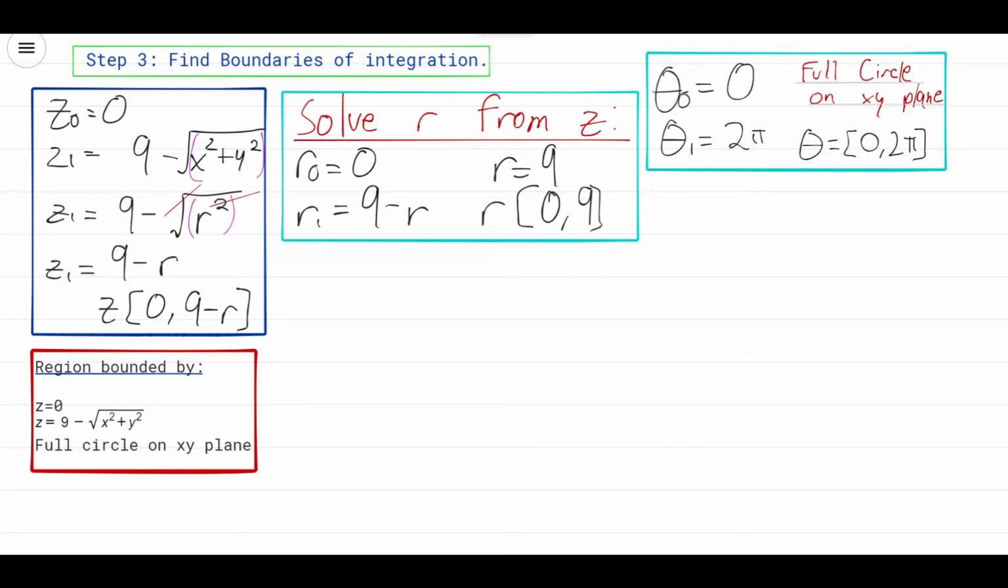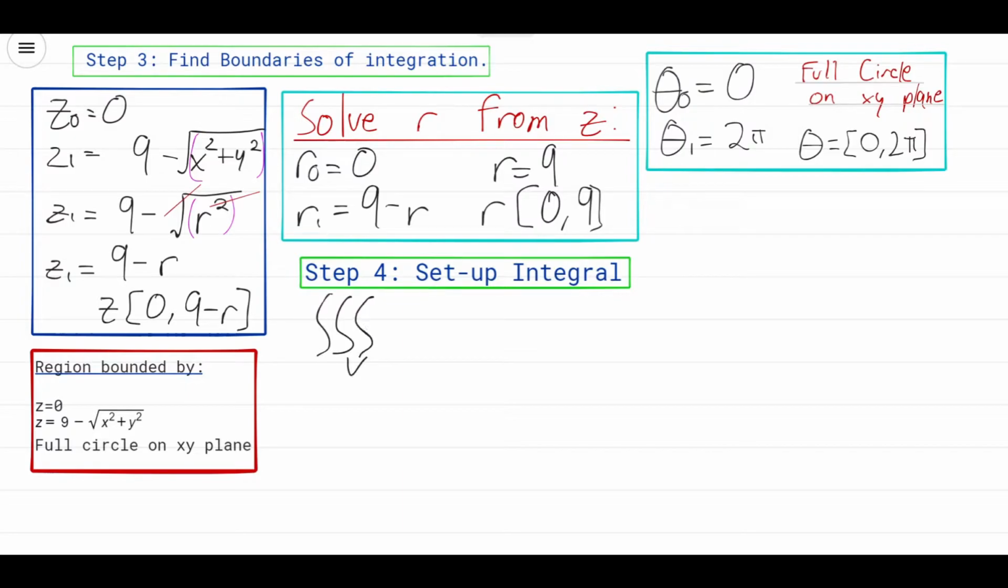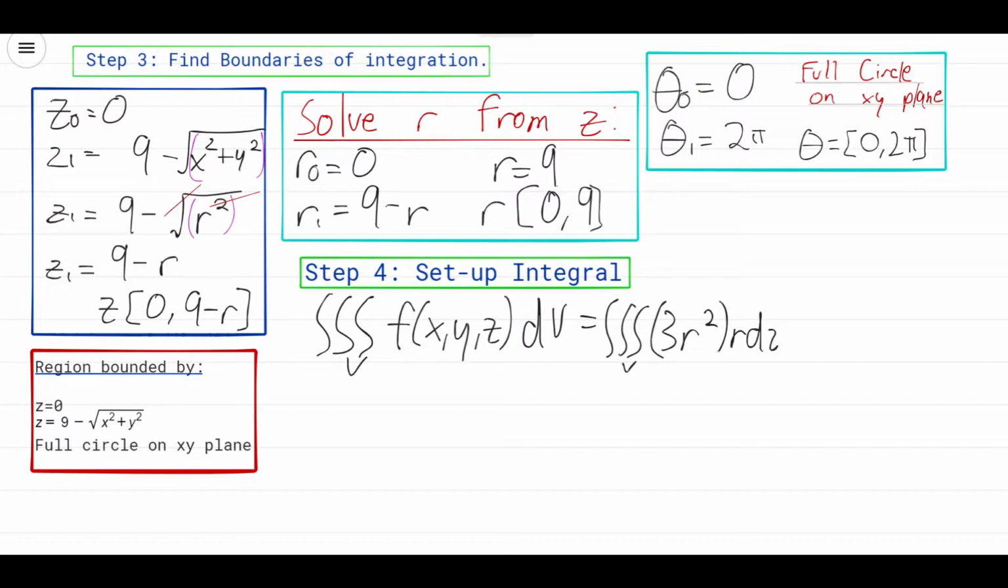So now that we have this information, now we can set up our cylindrical coordinate integral. So we know the formula is the integral, the volume of this, of f of x, y, z dV is equal to 3r squared, which is our f of x, y, z, or f of r, theta, z. And then our dV is r times dz dr d theta.